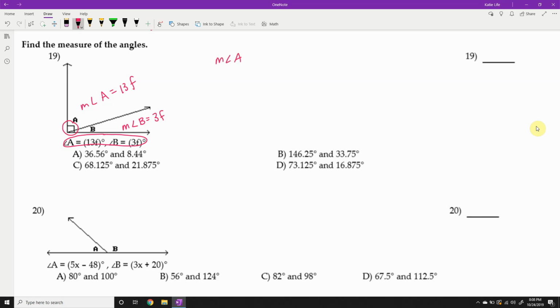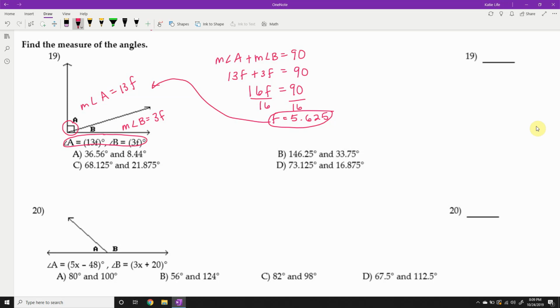The measure of angle A plus the measure of angle B should be 90, which means 13F plus 3F, which is how A and B are defined. That sum should be 90. So 16F is 90. Divide both sides by 16. That gives us at least the value for the variable F as being 5.625. But that does not actually answer the question. We're supposed to find the measures of these angles. So I have to plug in the 5.625 back in for both A and B.